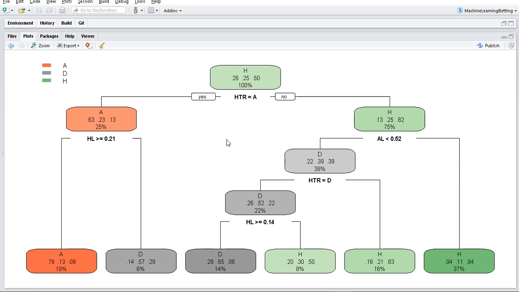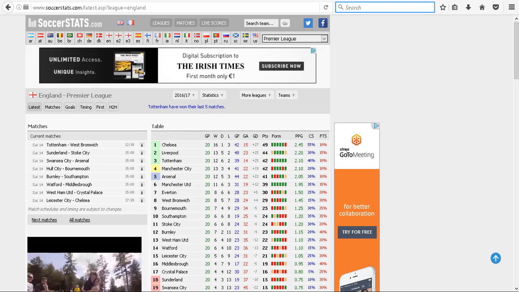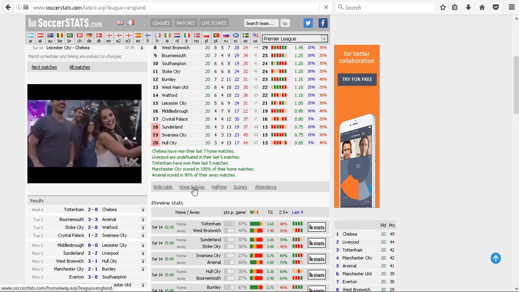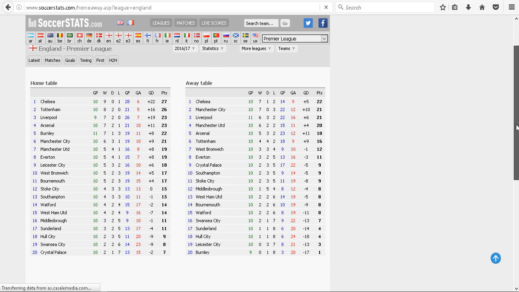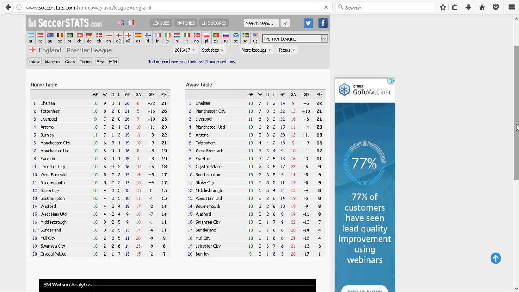So I'm going to look at Man United versus Liverpool. For the data, I need to know how often Man United and Liverpool tend to win or lose. And I do that based on good old soccer stats. So I just look at the home and away tables, and that is my input. Then see what the tree says.